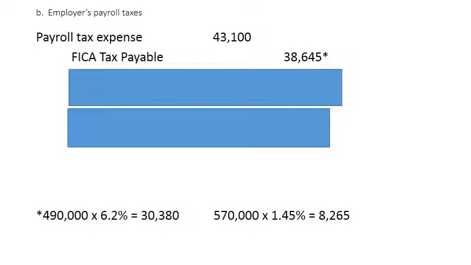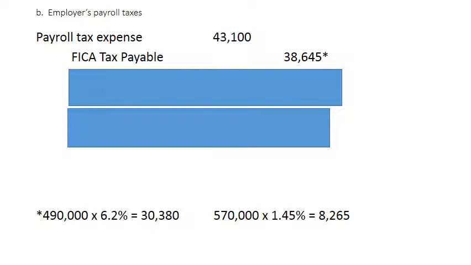The employee had $38,645 withheld from their checks, and the employer is going to pay that to the government for the employees. In addition to what the employees had to pay, the employer is going to pay the same amount. So it's an expense to the employer as well as an expense to the employee.